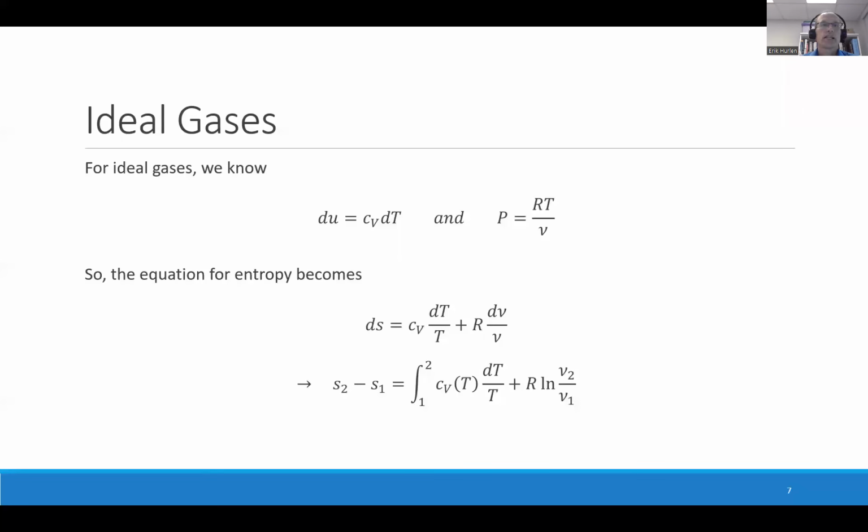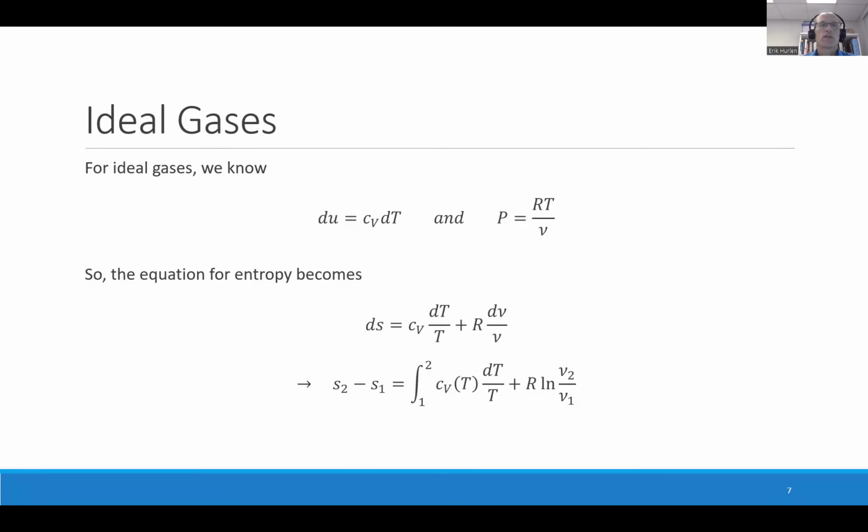Now on to gases, and specifically ideal gases. For ideal gases, we know that the change in internal energy is given by du equals Cv times dT. And due to the ideal gas law, we know P equals RT over v. So the entropy equation on slide 4 becomes ds equals Cv dT over T plus R dv over v. Just like the last case, Cv is officially a function of temperature. However, R is always a constant.